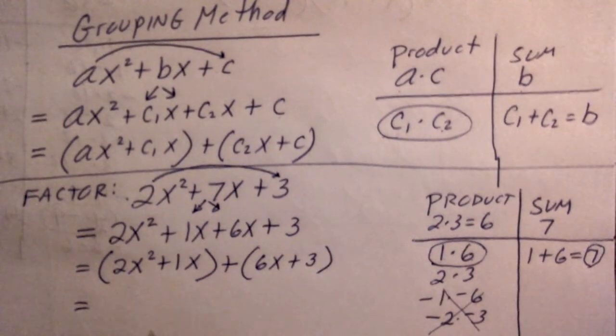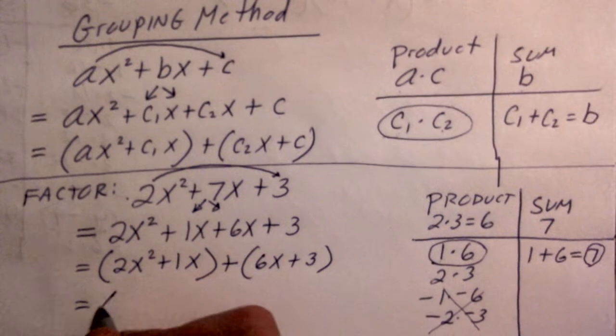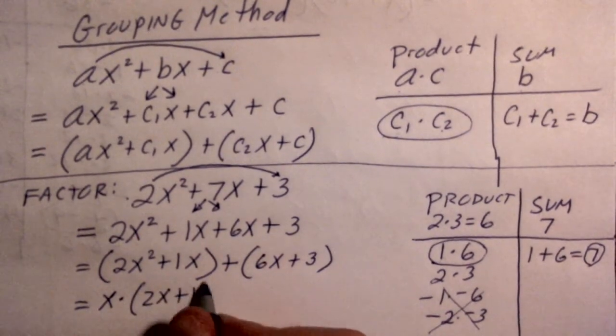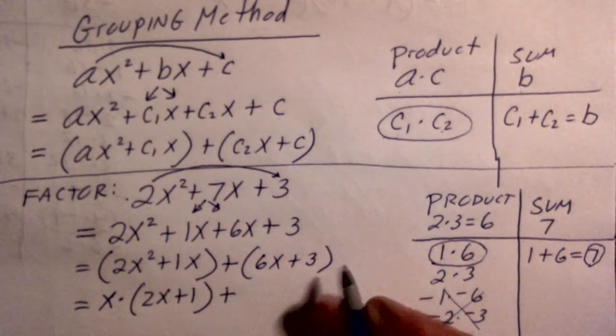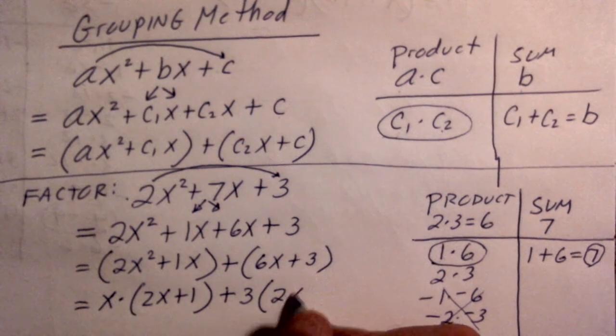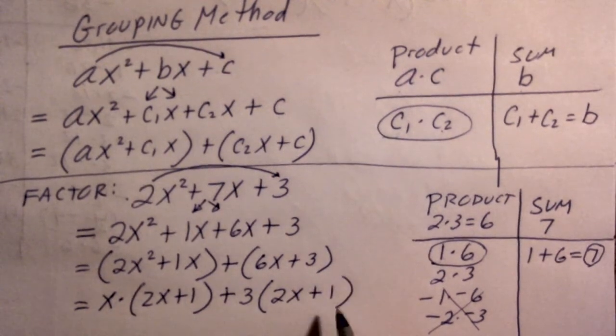Out of the first two terms, I can factor out an x, and I would leave behind 2x plus 1 in doing so, plus, out of the last two terms, I can factor out a 3, leaving behind 2x plus 1 in doing so.